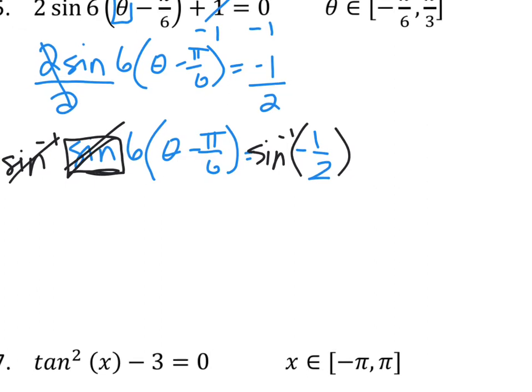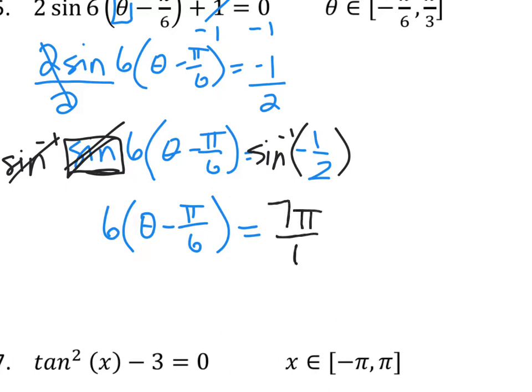So I am sitting here at 6 times theta minus pi over 6 equals, where is the first angle on your unit circle where the sine is negative 1/2? Okay, and that happens at 7 pi over 6. So at 7 pi over 6, the sine is negative 1/2. Now we have an angle equals an angle.